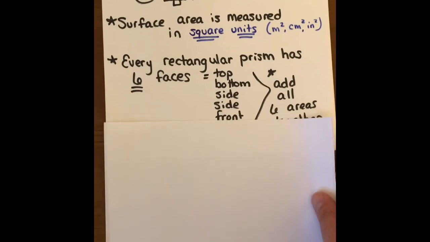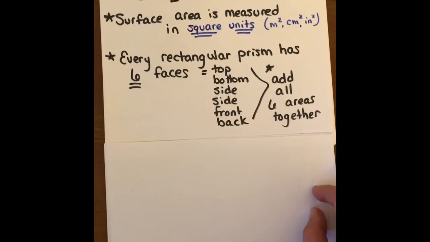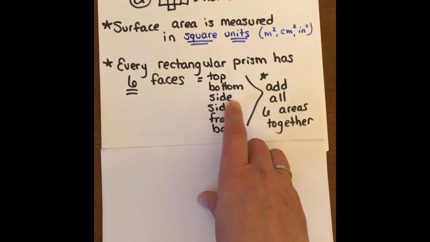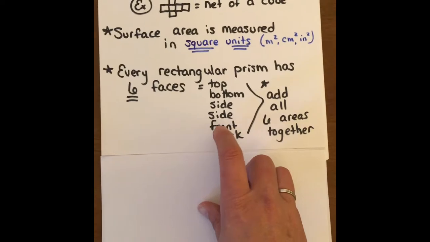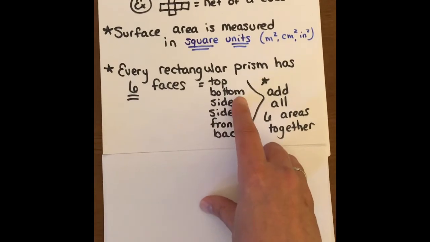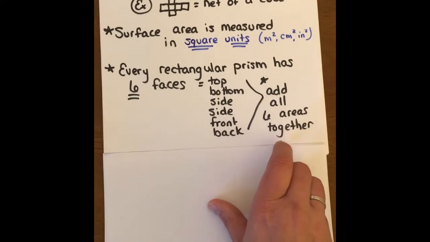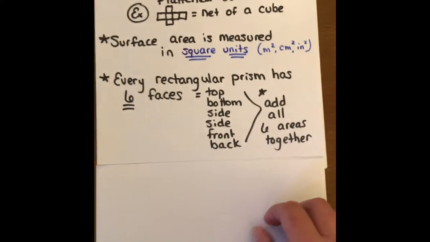Every rectangular prism has 6 faces. This is important. So when you're doing your surface area, you need to make sure that you are adding together 6 areas. There's a top, a bottom, 2 sides, a front, and a back. And you have to add all 6 of them together to get the surface area.